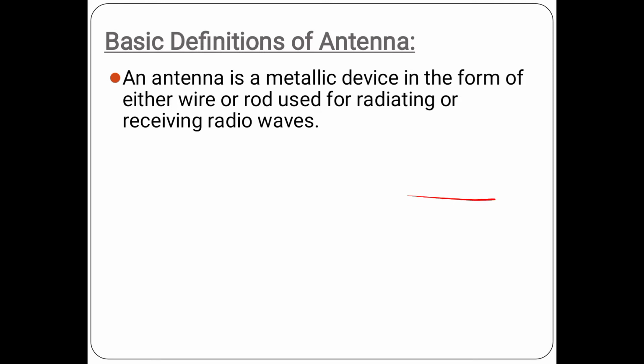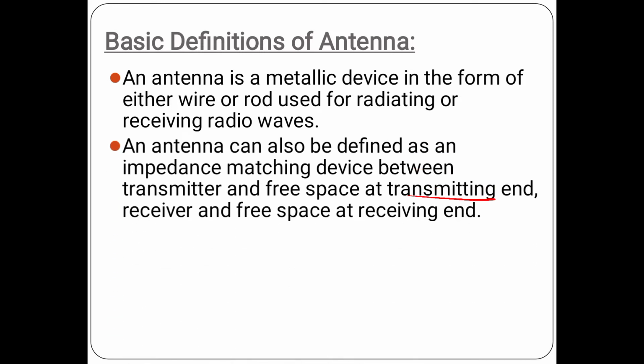Next, an antenna can also be defined as an impedance matching device between the transmitter, the receiver and the free space. It matches the impedance of the transmitter to the free space, and at the receiver it matches the impedance of the receiver to the free space. That's why we call the antenna an impedance matching device.